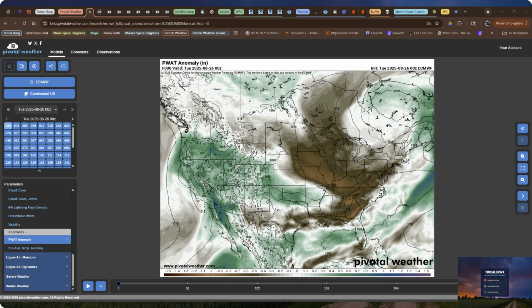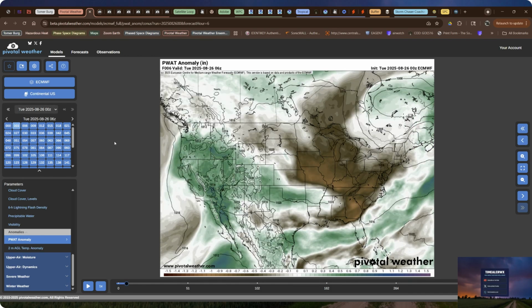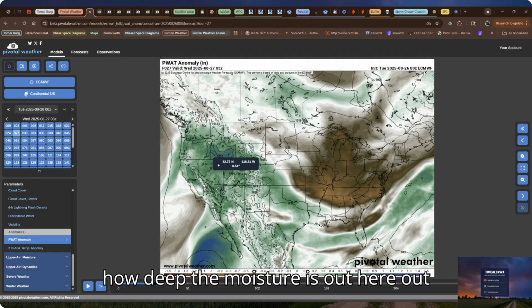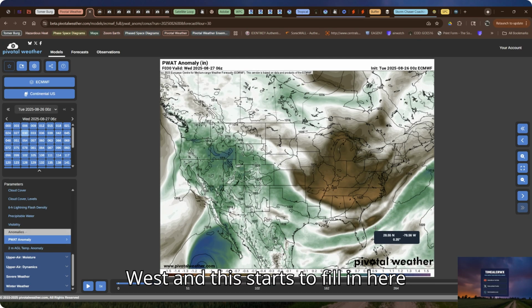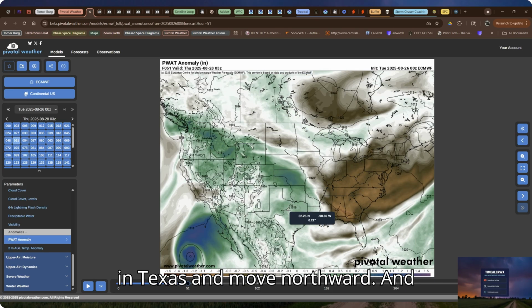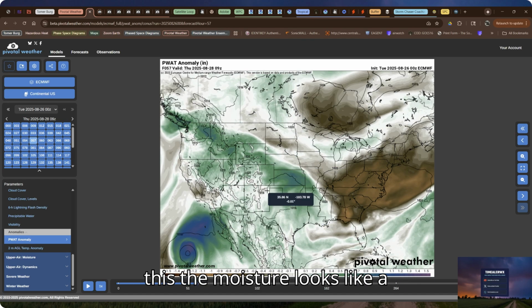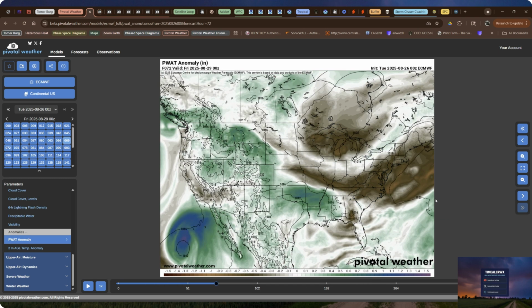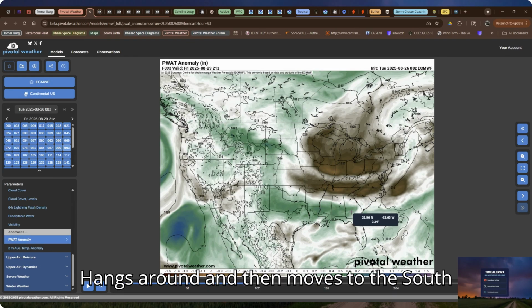If you recall, dry air with that trough, you see the moisture starting to sneak back in this way. You go over time here. How deep the moisture is out west. And this starts to fill in here in Texas and move northward. And this moisture looks like a jet out here, hangs around and then moves to the south here.